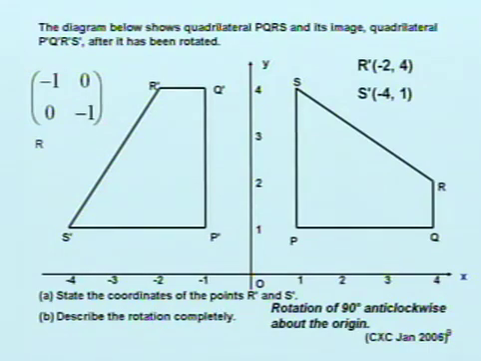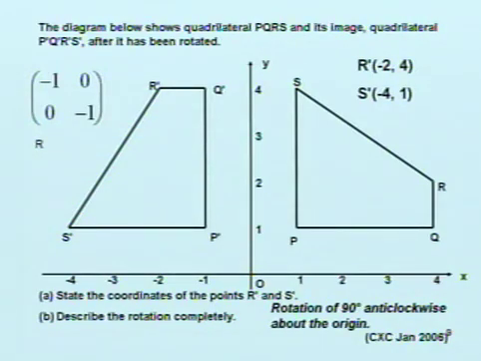The diagram below shows quadrilateral PQRS and its image, which is quadrilateral P dash, Q dash, R dash, S dash, after it has been rotated. Part A of the question: state the coordinates of the point R, and the points R dash and S dash. And part B: describe the rotation completely. This question is taken from CXC January 2006.